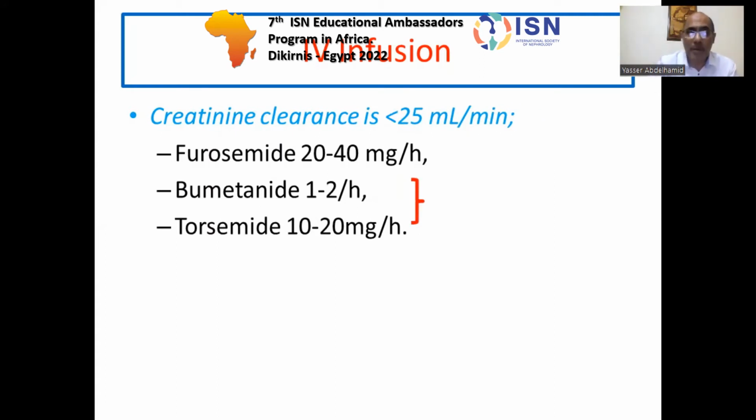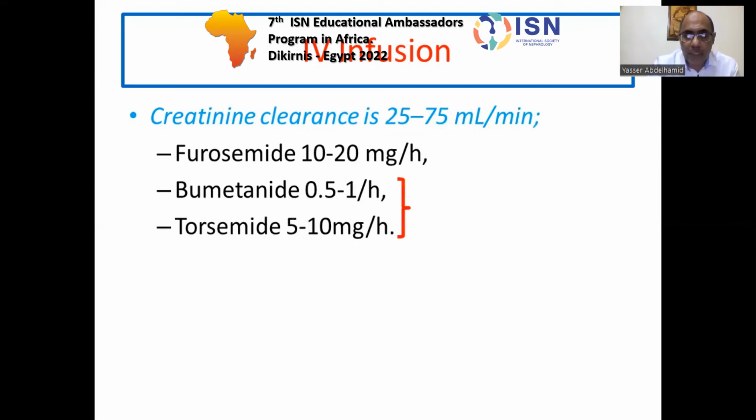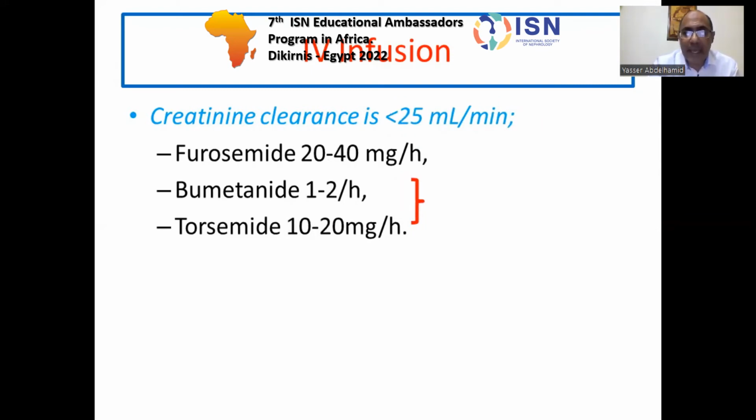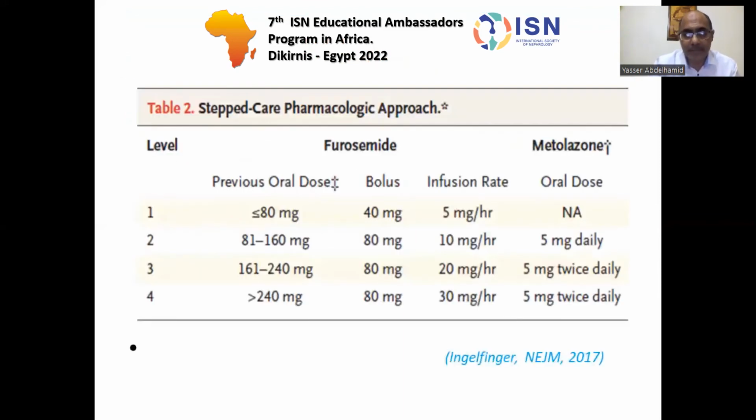With much more impairment, creatinine clearance less than 25, furosemide is increased, and the dose is doubled more. Doubled once, the 10 becomes 20, and then the 20 becomes 40. The 0.5 becomes 1, and the 1 becomes 2. For torsemide, 5, 10, and 20.